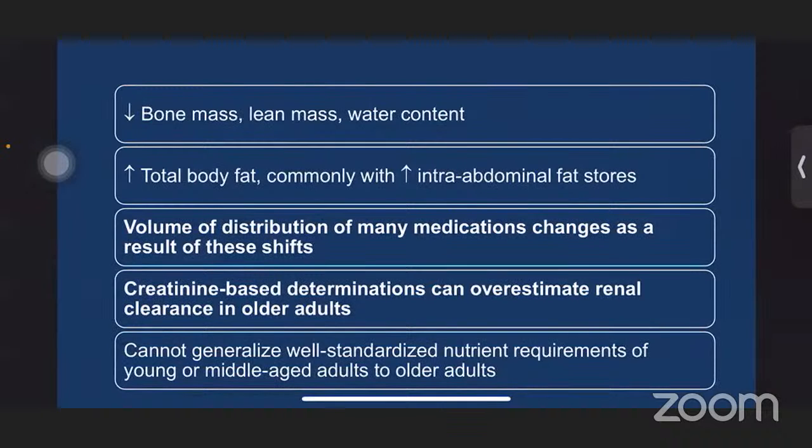The volume of distribution of many medications changes as a result of these shifts. And creatinine-based determinations can overestimate renal clearance in older adults. We cannot generalize well-standardized nutrient requirements of young or middle-aged adults to older adults.